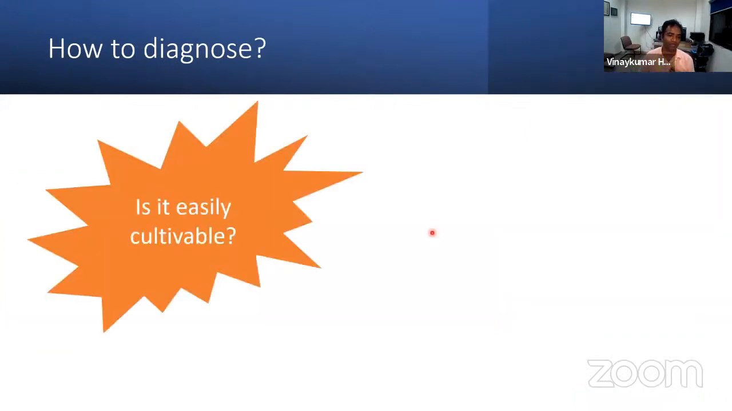So can you culture it? Is it culturable? No, it is not easily culturable. Though it is cultivable, it is not easily cultivable. You cannot cultivate it for the sake of diagnosis. And the systems that are available for culturing are pretty expensive and they also need a lot of expertise, right?